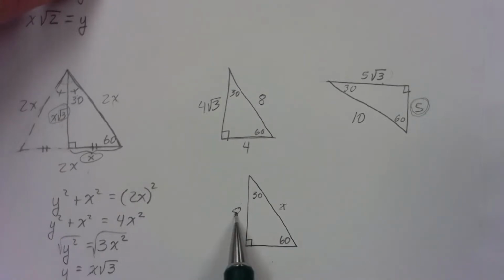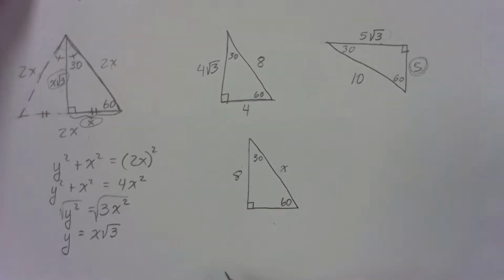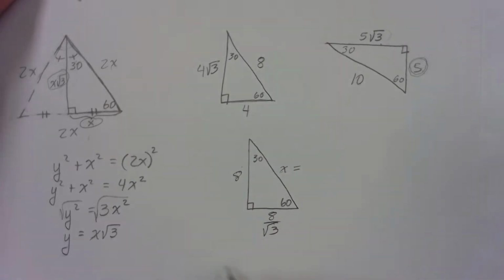But how do you get from the long leg to the short leg? Well, remember what we did up here? If I had the hypotenuse, we divided by root 2 to get back to a leg. So if I've got the long leg, I divide by root 3 to get back to the short leg. If the short leg is 8 divided by root 3, then twice that is this that I'm looking for, and that's going to be, well, I'll show you. It's going to be 8 over root 3 times 2. We're going to double it, and that 2 is over 1, so it's going to be 16 over root 3.